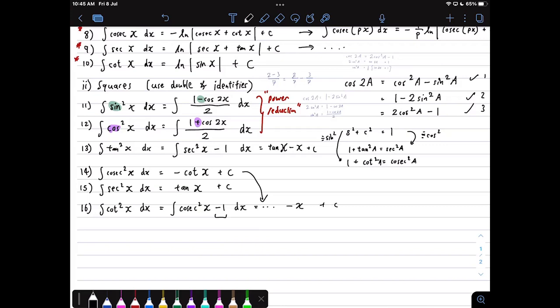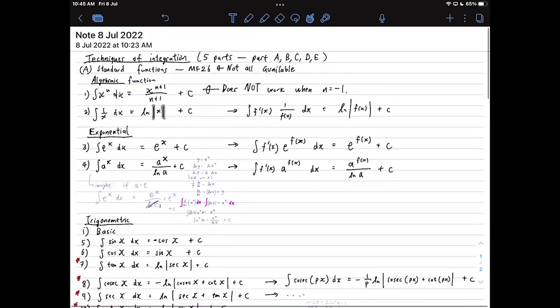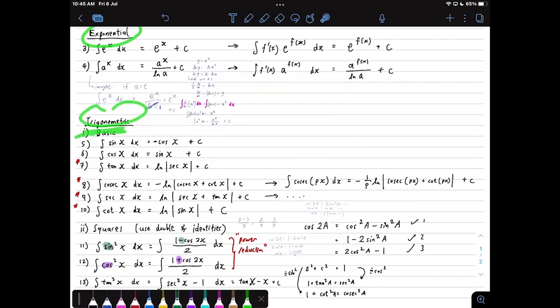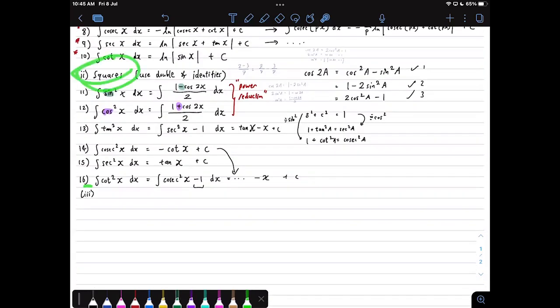Okay, number 17. Oh wait, I need to write the category. This is now part 3. So far, what we have are standard functions, algebra, exponential, trigonometric basic, trigonometric squares. Now trigonometric part 3 will be product of trigo functions. So what formula do you need to use? Product to sum formula. The P and Q one. The ones involving P plus Q over 2, P minus Q over 2. Those formulas.